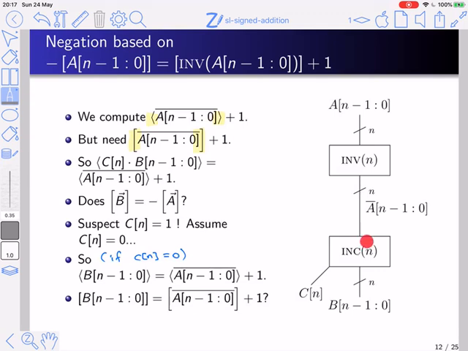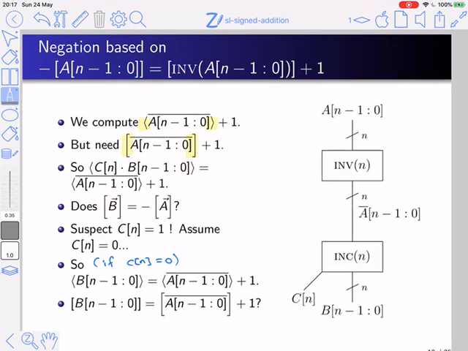What do we know about this adder or this incrementer? We know that C concatenated with B in binary representation equals the number represented by a bar in binary representation plus 1. This is the functionality of this subcircuit. Well, does it help us negate A? Does B indeed represent minus A in 2's complement?